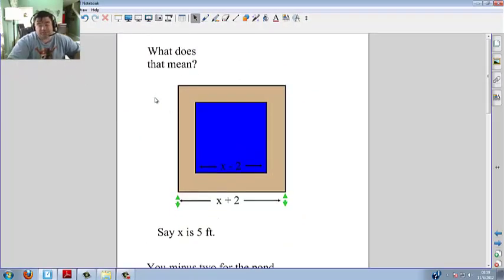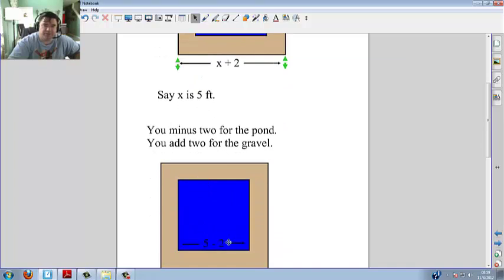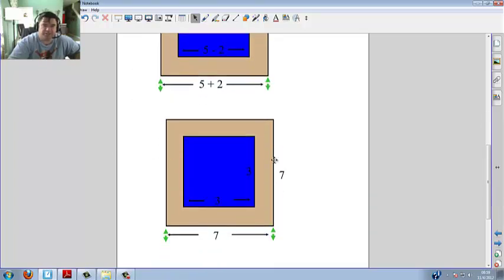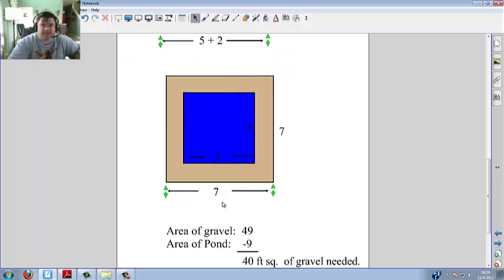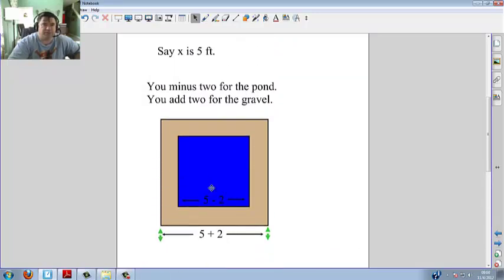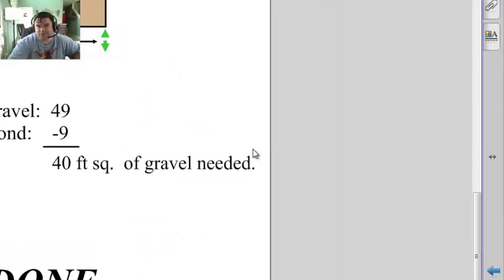And so, here I am answering my own question. Let's say I put 5 foot in there for this one. So I'll take 5 minus 2, so that's 3 by 3. 5 plus 2 is 7 by 7. 7 times 7 is 49. 3 times 3 is 9. So 49 minus 9 is 40 square feet. But really, because we found out that it was simply 8x, I could just plug the 5 in and get 40 either way. However you want to look at it, it's good for you.